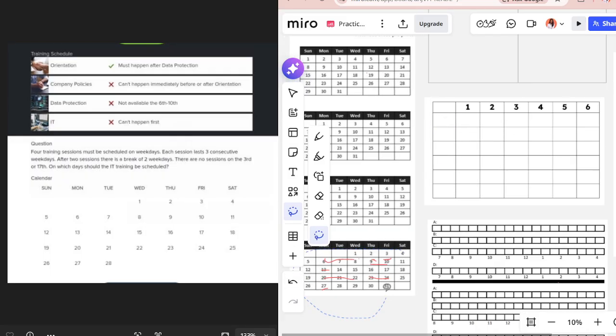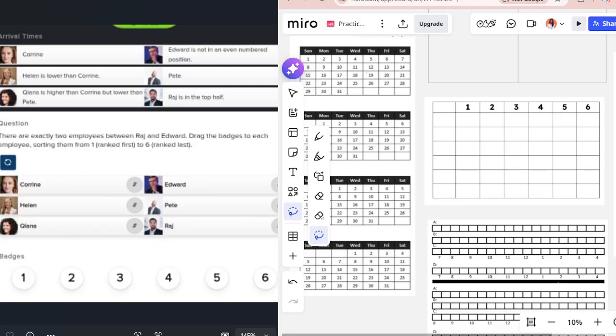And let's clean this as well. So next question. We have 6 people and we have to arrange them from first to last. So we have Corinne, Eileen, Kiwana, Edward, Pete, and Raj. Right, beautiful. When you have multiple of these, this table 1 to 6 helps you arrange it. So Corinne, okay, we have Corinne first.